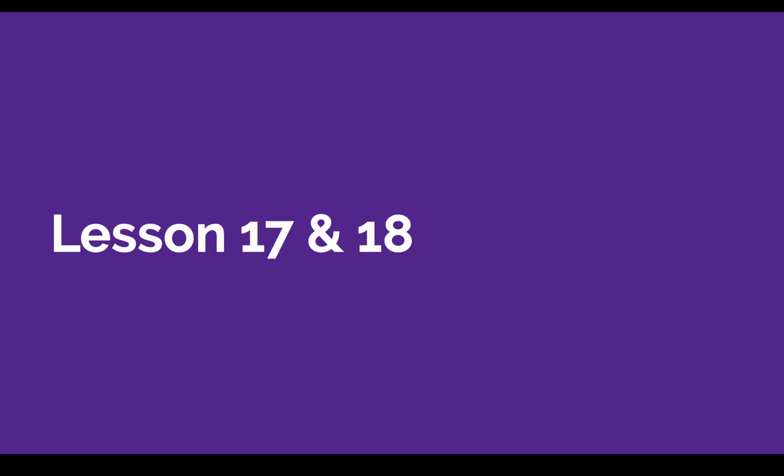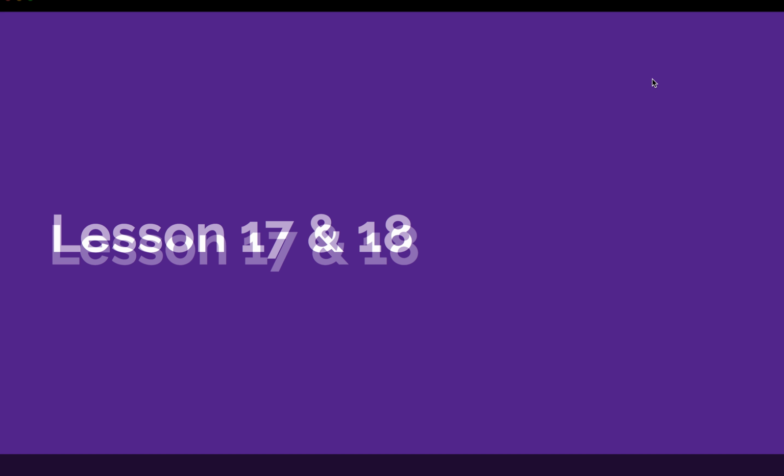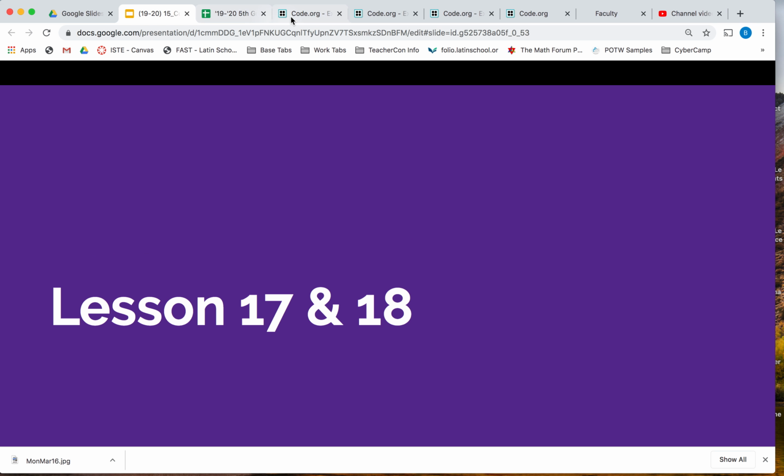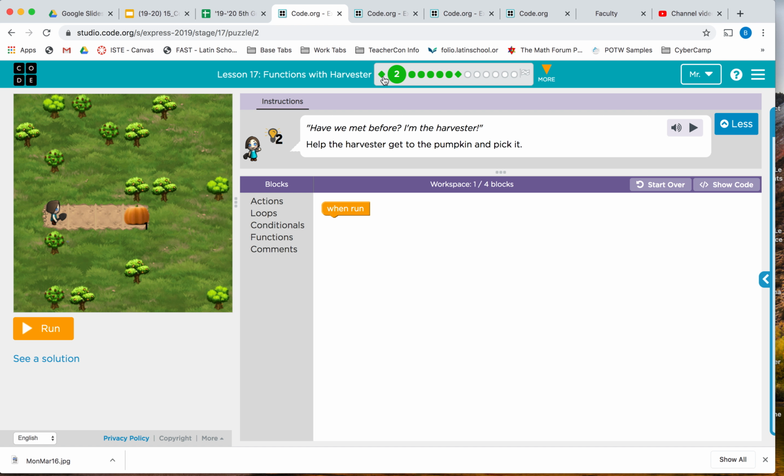So I'm going to show you a few levels on lesson 17 and 18 and get you started on those. So you're going to need to pause the video and then go to code.org and try it out as you follow along with me. But let's go ahead and get started. So code.org lesson 17, go ahead and watch the video on level 1. And then level 2 says help the harvester get to the pumpkin and pick it.